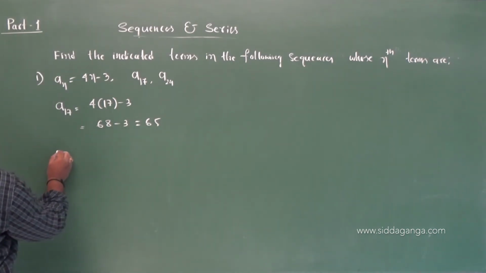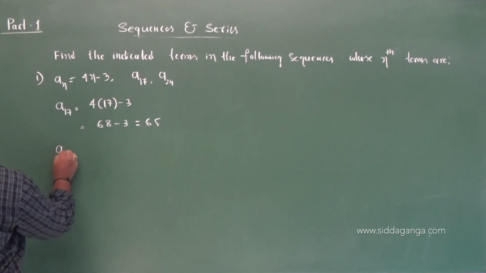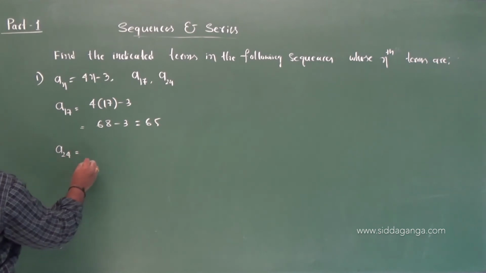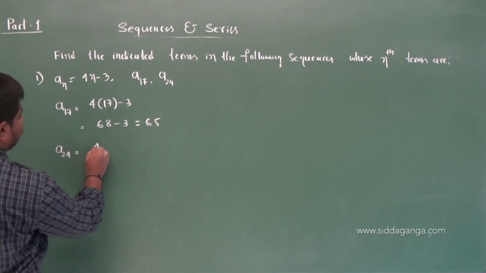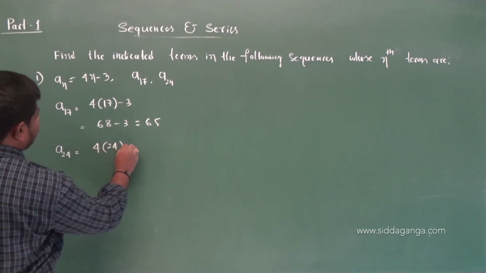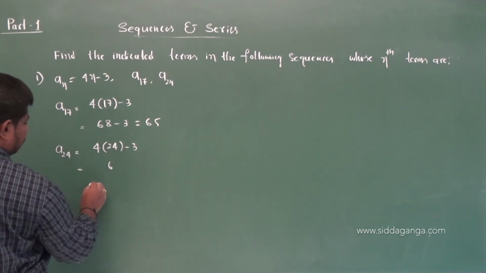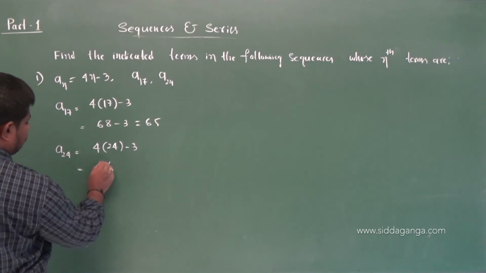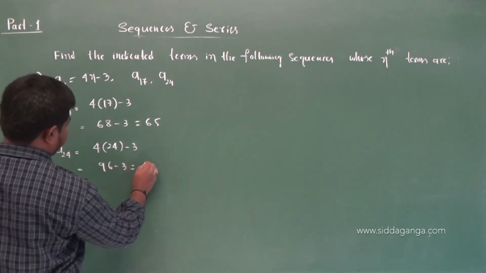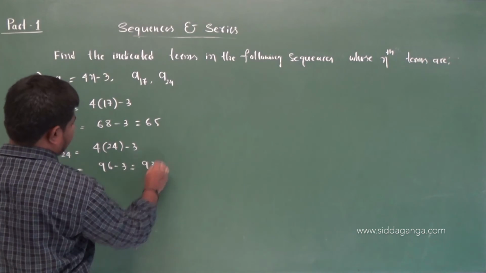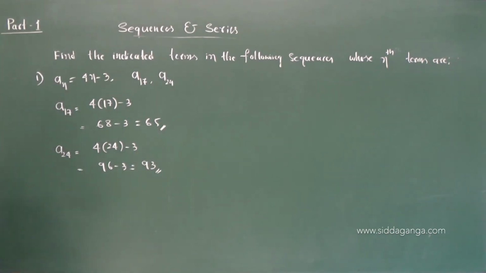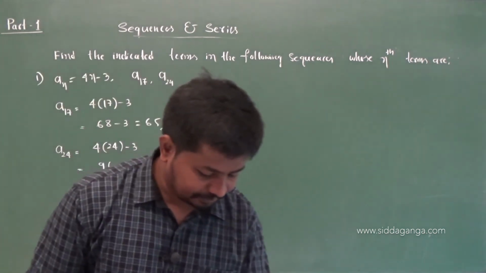Next, the 17th term is 65, and the 24th term a24 is 4 into 24 minus 3. So you get 96 minus 3, that is what, 93. So 65 is the 17th term, 93 is the 24th term.